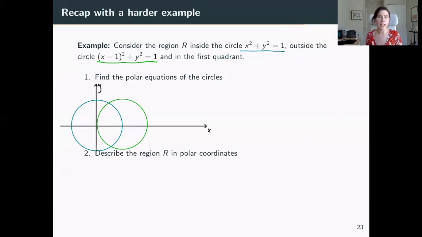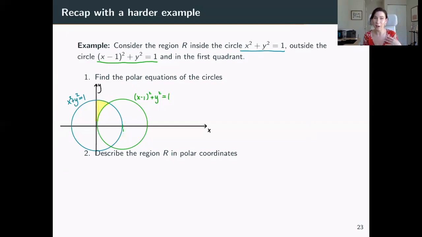In this example, we're looking at a region between two circles, and I've labeled these in green and blue. So here we've got x² + y² = 1 in blue, and we have (x - 1)² + y² = 1 in green. We want to first find the region that we're looking for. Apparently it's outside of the green circle, but inside of the blue circle in the first quadrant. So the region that we're actually looking for is this funky region here that I'm shading in yellow.